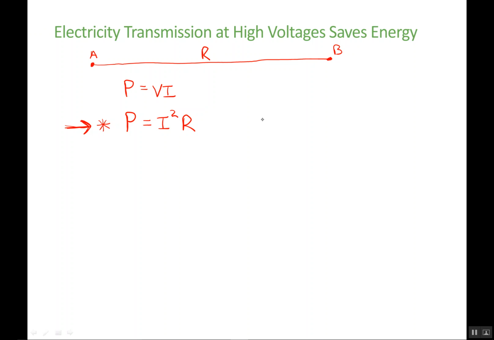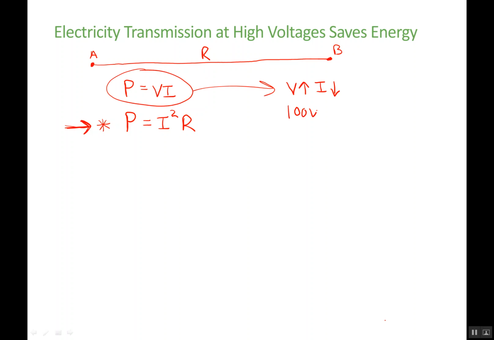So what this means is that if you want to transmit energy, and we use this equation as our guide, one way you can transmit a given amount of energy is to use a large voltage and a small current. So for example, let's say you had 100 volts at 1 amp. That would be 100 watts. You can also transmit 100 watts if you transmit with a low voltage at a high current. So let's say 1 volt at 100 amps would equal 100 watts.